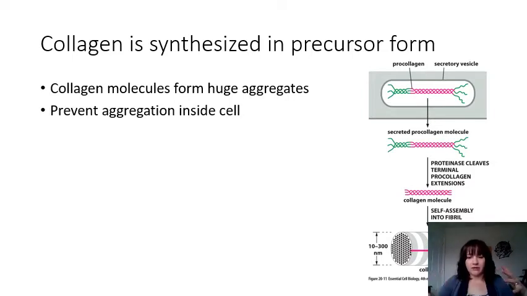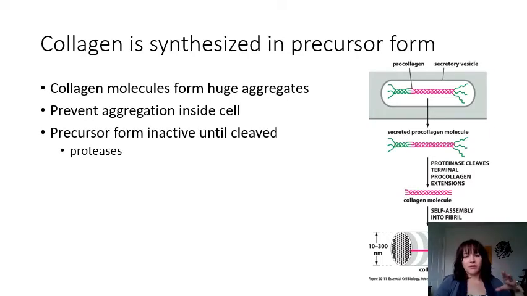So we want the collagen to assemble into these aggregates, these fibrils, but we only want that to happen outside of the cell. Right? Inside of the cell, clumping and formation of large masses of collagen would not be good. And so this molecule is only able to do that once those terminal regions have been removed. And so that is why this protein is first synthesized in a precursor form that will not be able to interact with other collagen molecules until it gets outside of the cell and exposed to proteinases.